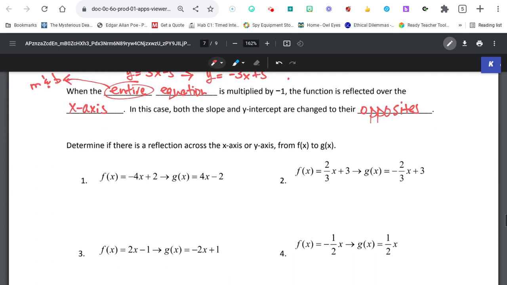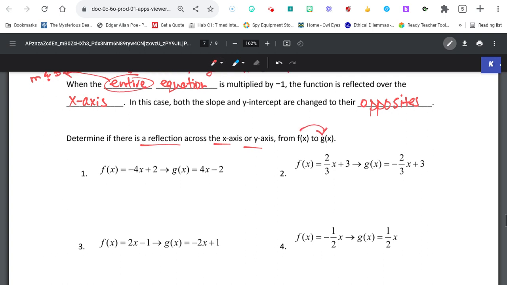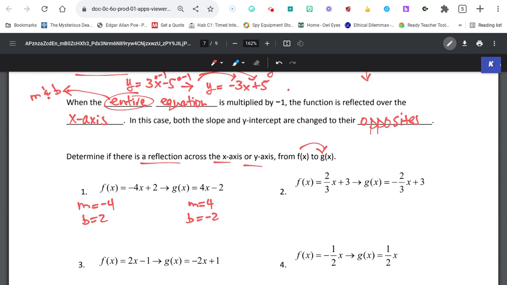All right, so just for this part, all we wanted to do is determine whether it's reflected across the x-axis or y-axis to get from f of x to g of x. So let's look at f of x. Here the slope is -4, the y-intercept is 2. For g of x, the slope is +4 and the y-intercept is -2. Well, both of them have changed. So if both have changed to their opposites, it's simply x-axis reflection.